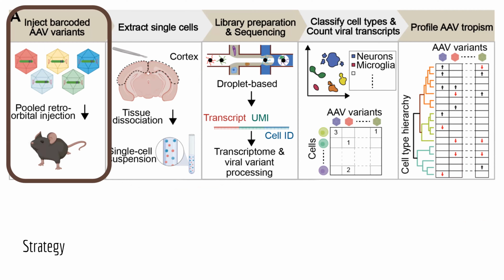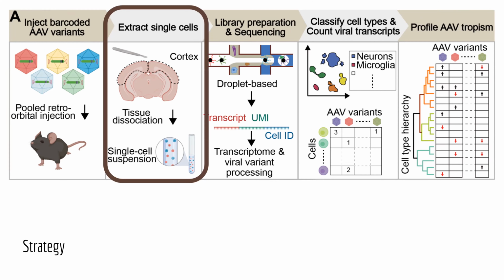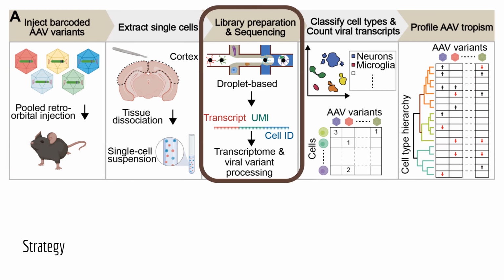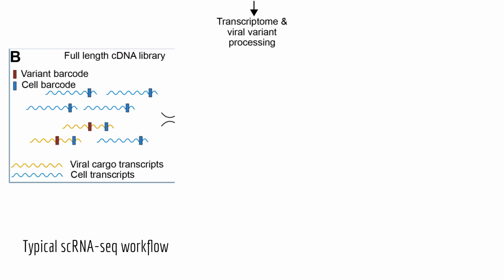So we start by taking a pool of viruses and injecting them into an animal, and these viruses have some kind of distinguishing barcode in their cargo. We then do the typical single-cell dissociation procedure, get single-cell suspensions, and then run it through a droplet-based single-cell sequencing method; what we used was from 10x Genomics. What you get at the end of the single-cell sequencing pipeline is a full-length cDNA library of all of the RNAs that are expressed in your cells.